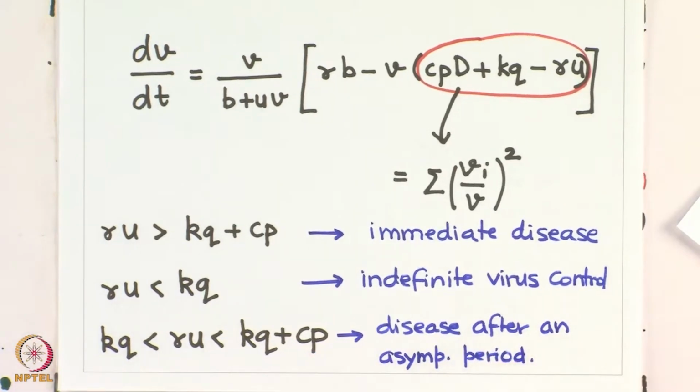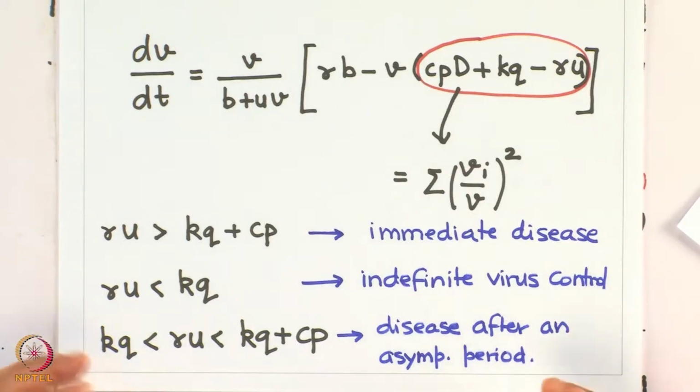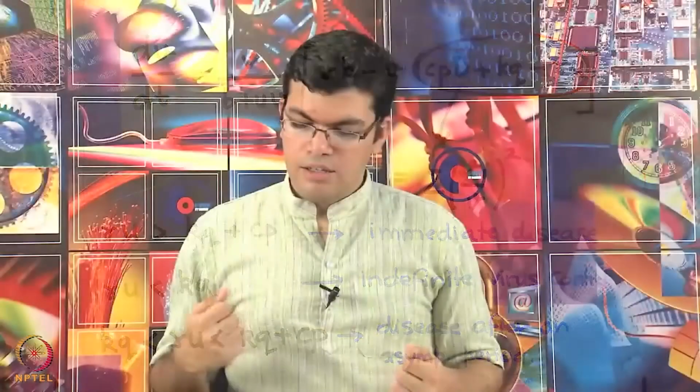So I leave this as an exercise to work out the details which lead you to this conclusion. But this is very interesting because it tells us that what HIV is typically doing is operating in the regime where you get disease, AIDS, after a long asymptomatic period. Any strategy that works towards treatment should work such that we move from this regime to the regime where Ru is less than Kq, where you are indefinitely able to control the virus load. So you can play with these parameters and hopefully move in a direction which allows you to control the viral load associated with the individual.